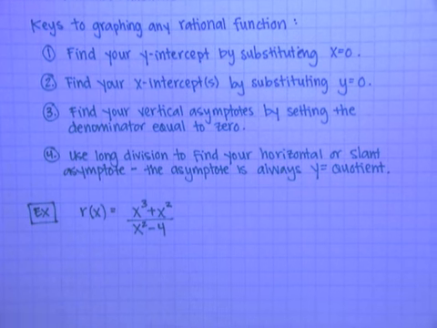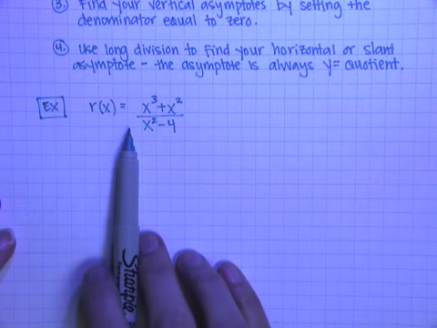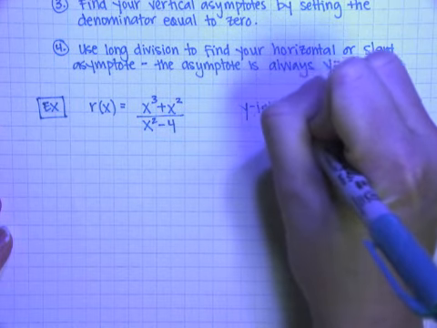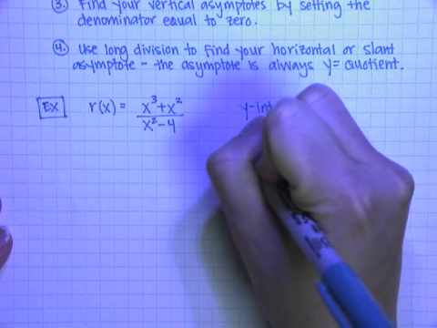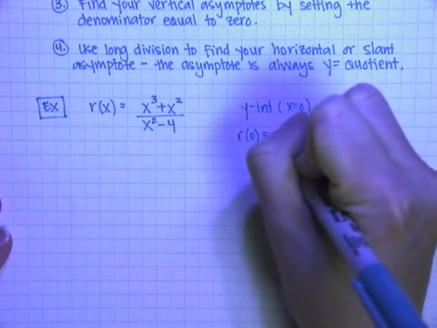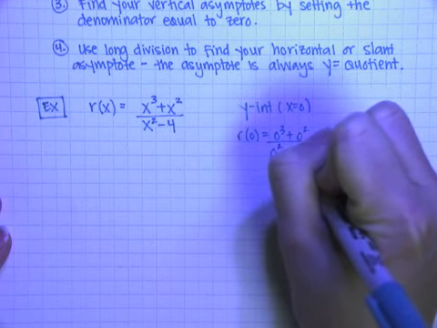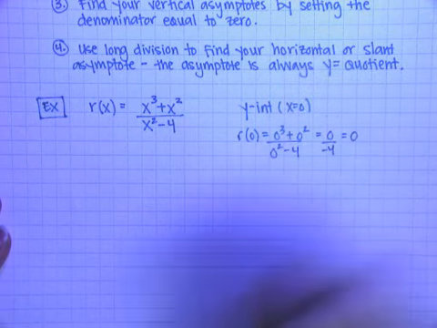So to see this in a real example, I know we've been doing these in class. If I take a look at this rational function, the first thing I'm going to do is find my y-intercept. When I find my y-intercept, I do it by setting x equal to 0. So I have r of 0 equals 0 cubed plus 0 squared over 0 squared minus 4. That's 0 over negative 4, which is 0.